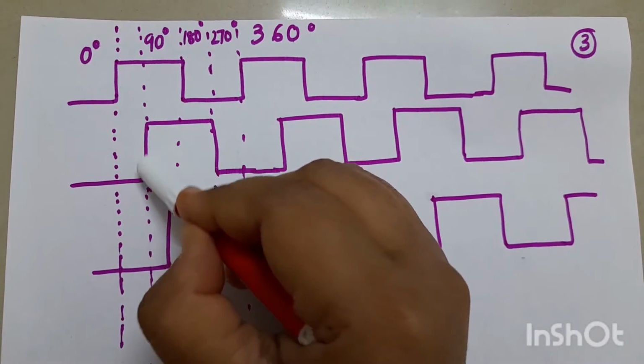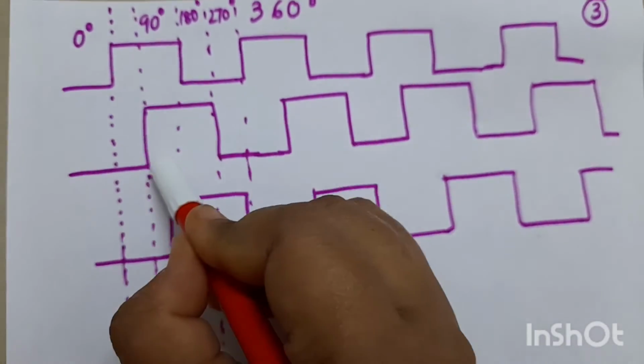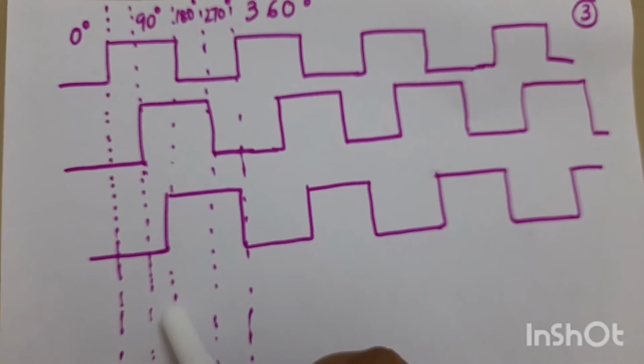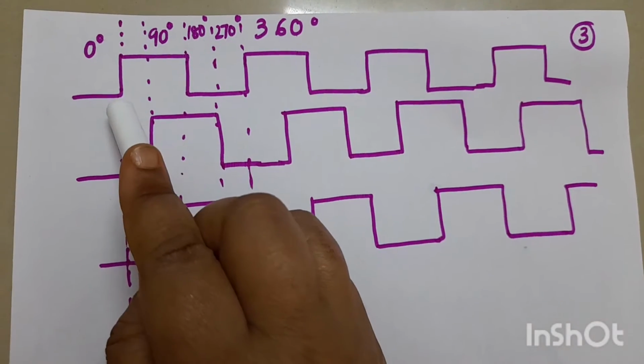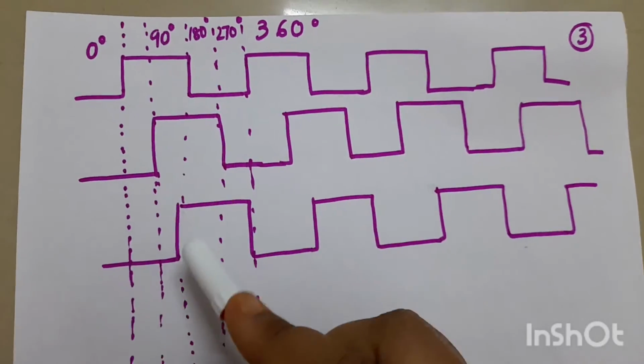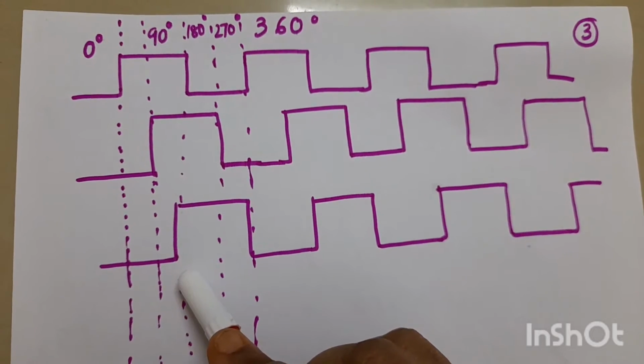This point is halfway, half of the first clock, and it will go down till this point. So this one, with respect to the first clock, is 90 degree shifted. This one, with respect to the first clock, is 180 degree shifted.